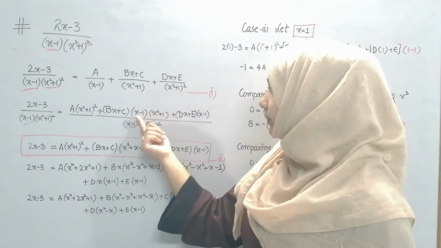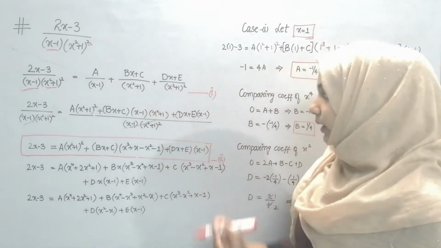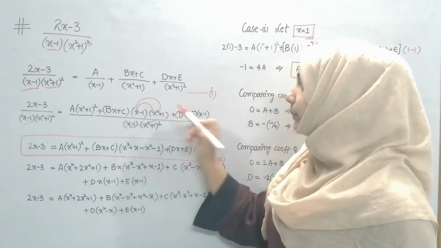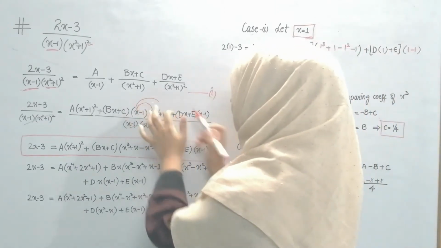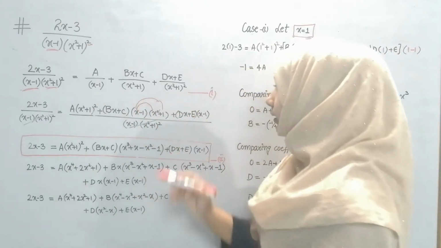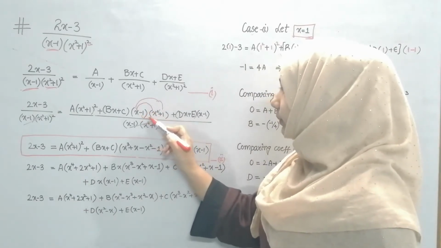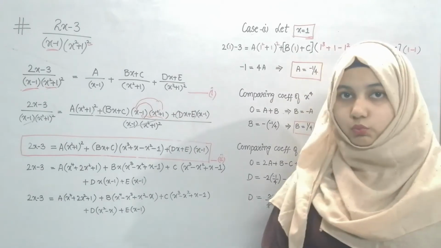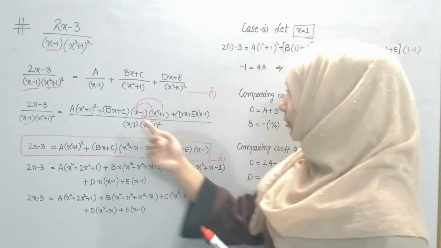I'm expanding these two terms, (x minus 1) into (x square plus 1). What happens here? x will be multiplied with this term, and also x will be multiplied with the other term, that is 1. And similarly, minus 1 will be multiplied with x square, and minus 1 will be multiplied with 1, right? So that's what I'm doing here.